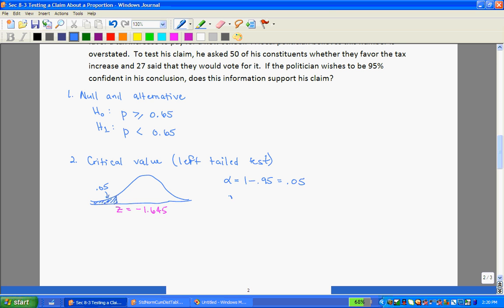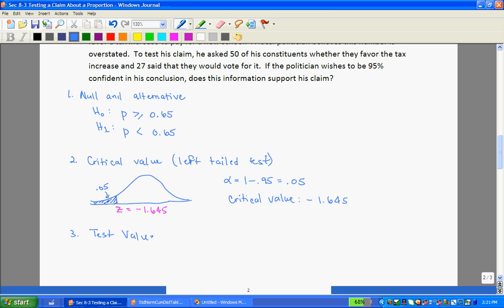So our critical value, which is that z-score that gives us a 5% area in the tail, is negative 1.645. And we know it's negative because we're in the left tail. Okay, third step is to find the test value. And this is the one we hadn't done up until now.